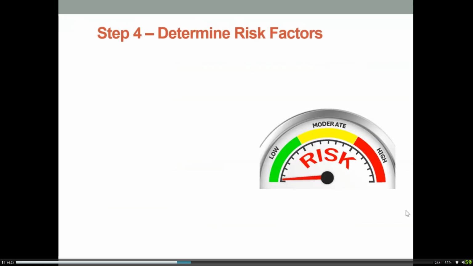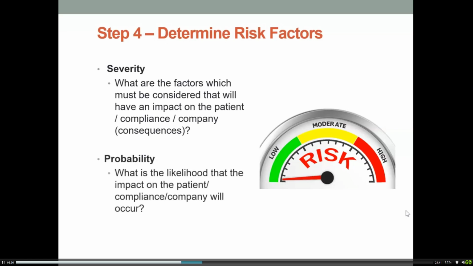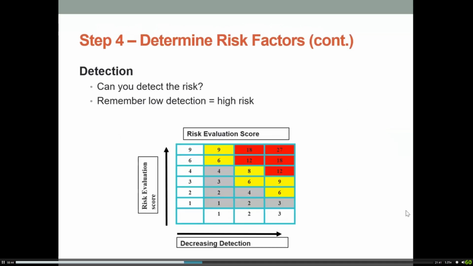So we want to determine our risk factors in step 4. Again, we've talked before about our severity. What are the factors which must be considered that will have an impact on the patient compliance, the company, or other consequences? The probability, what is the likelihood that that impact on the patient compliance or company will occur? And detection, can you detect that risk? So we just mentioned there in the FMEA, detection is coming into play. If you can detect the risk, you're going to reduce your likelihood of occurrence or reduce the severity potentially.